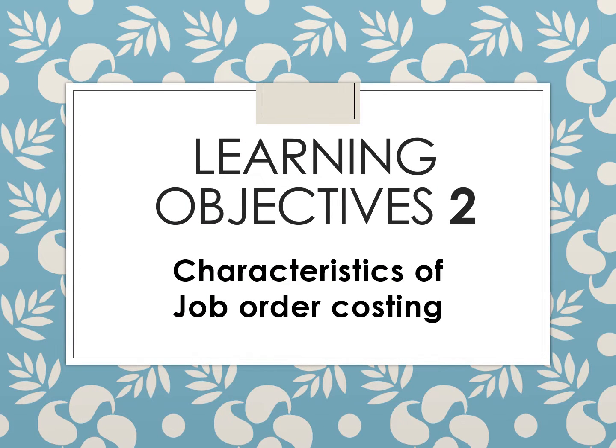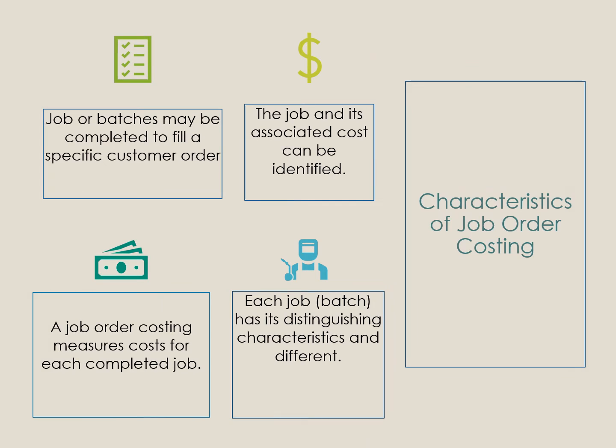Learning objective 2. Characteristics of job order costing. 1. Jobs or batches may be completed to fill a specific customer order. 2. The job and its associated cost can be identified. 3. A job order costing measures costs for each completed job. 4. Each job or batch has its distinguishing characteristics and is different.